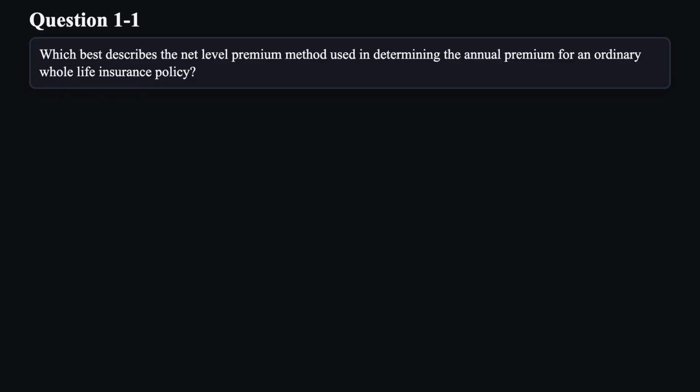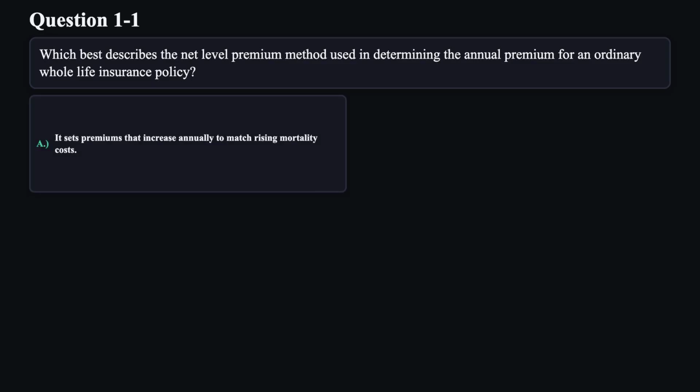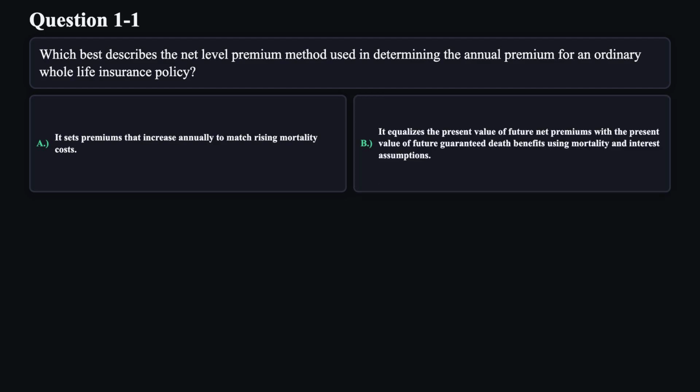I'll read each question and its choices. Let's get started. Question 1. Which best describes the net level premium method used in determining the annual premium for an ordinary whole life insurance policy? A. It sets premiums that increase annually to match rising mortality costs. B. It equalizes the present value of future net premiums with the present value of future guaranteed death benefits, using mortality and interest assumptions. C.